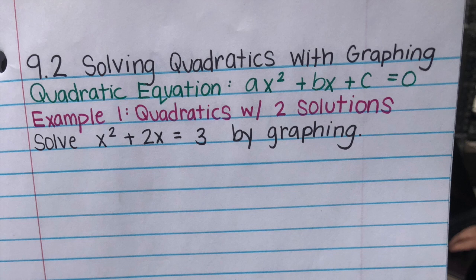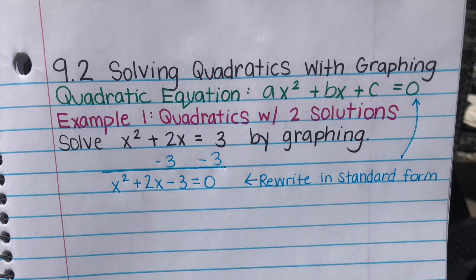So we have an example here. We want to solve x squared plus 2x equals 3 by graphing. Now, I'm going to show you how to solve it the easier way without using graphing, but then we will also make that connection with the graphing just so you can see how they're related. But I do think it's a little bit easier to just solve it by factoring instead of making a graph every single time because that can get time consuming.